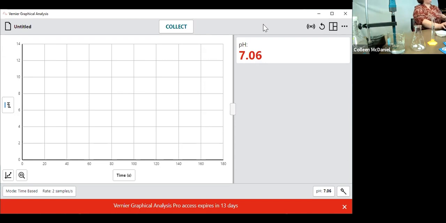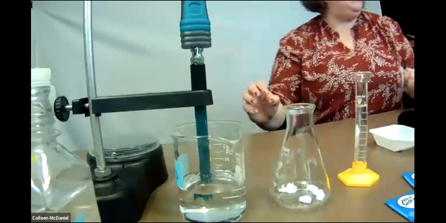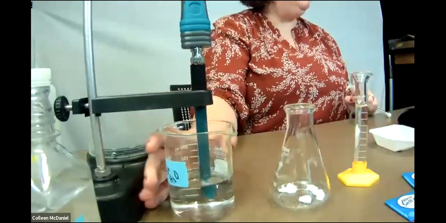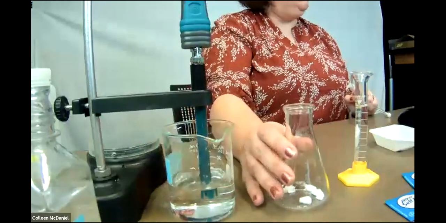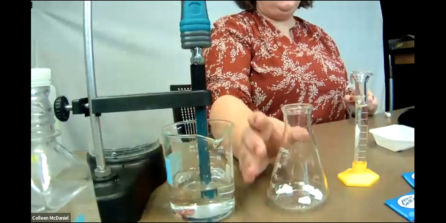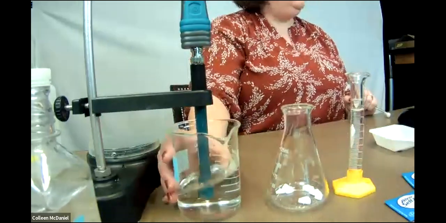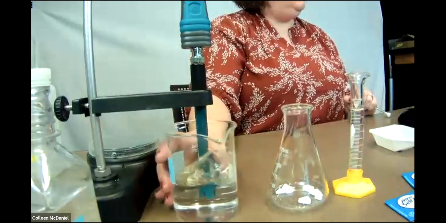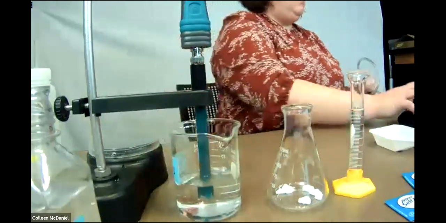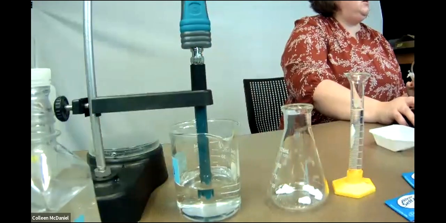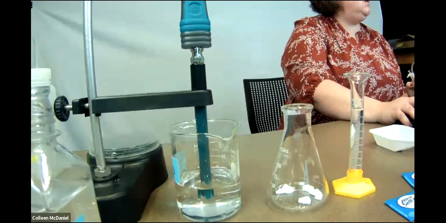And I can stop sharing here for a second, so it makes the picture a little bit bigger and people can see a little better. So our freshwater sample, our Erlenmeyer flask with one Alka-Seltzer tablet, and then 10 milliliters of distilled water right here. And I think I'm pretty good on my pH there. Okay, so I'm going to share my screen again.